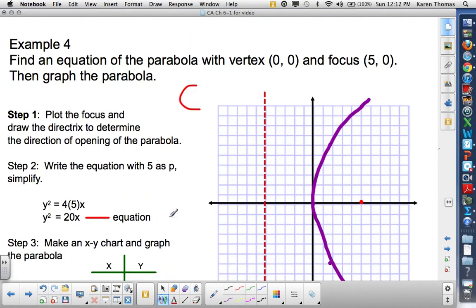So that is how you graph a parabola, writing the equation, when you know the focus and the vertex.